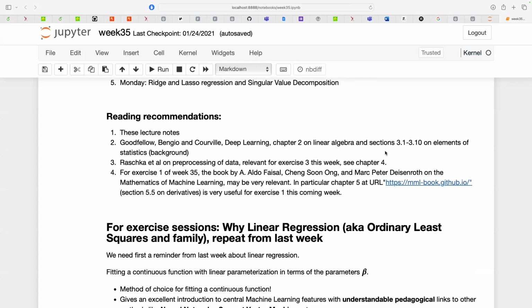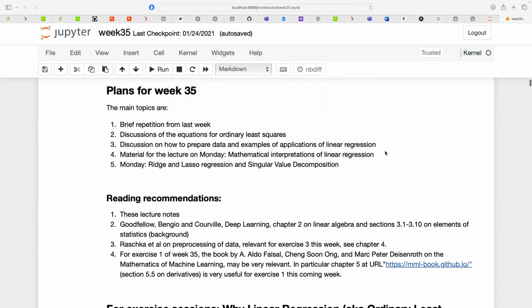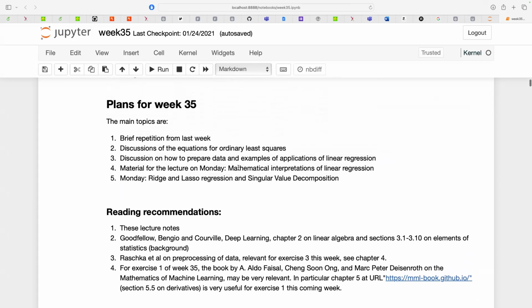Then there is also material for solving exercises 2 and 3. And many of you last week almost ended up solving exercise number 2. So exercise number 3 is something which we'll also discuss a little bit at the lab session. So in the beginning of the lab sessions, we will try to guide your solution of the exercises in the best possible way. And then in the lectures today, we are going to look at the mathematical interpretations.